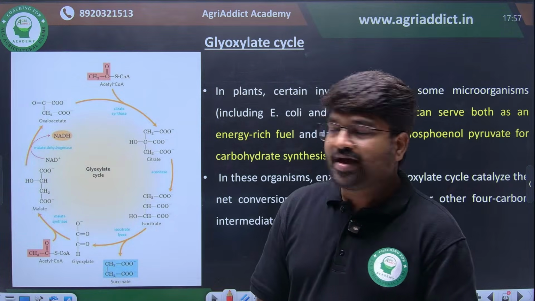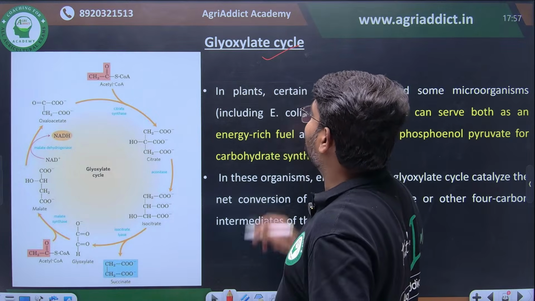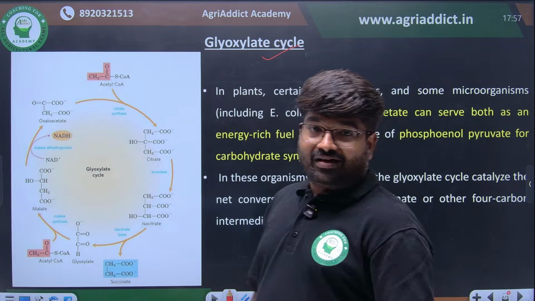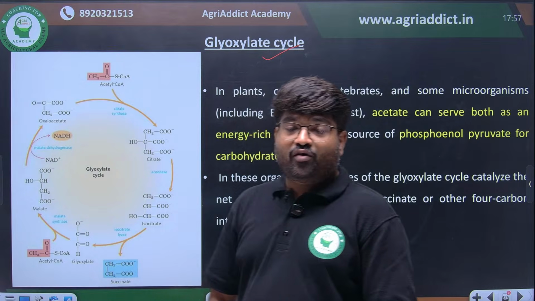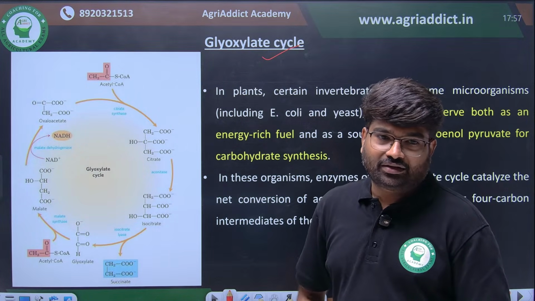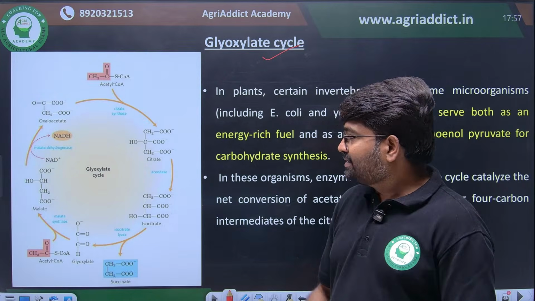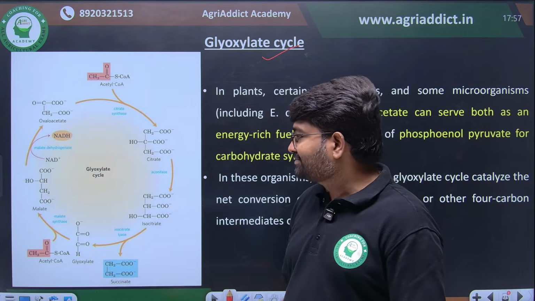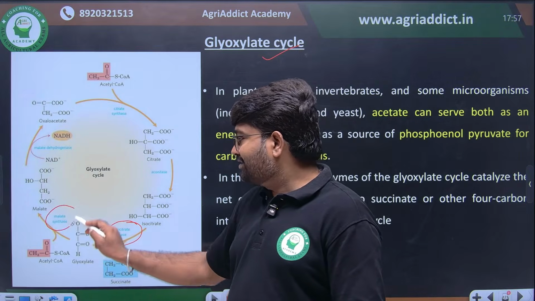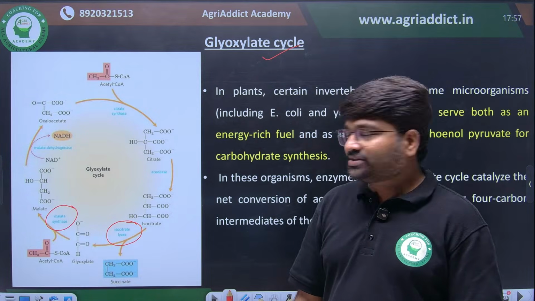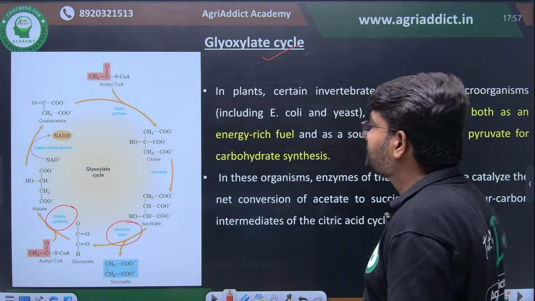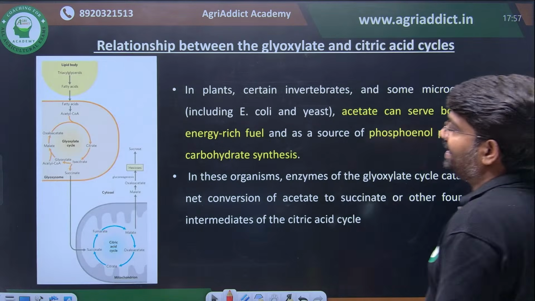Okay. Now we are going to see the glyoxylate cycle. The glyoxylate cycle is primarily involved in the conversion of acetyl-CoA into sugar molecules. Acetyl-CoA to sugar molecule. Here the key question they will ask is about the marker or specific enzymes of the glyoxylate cycle, which are isocitrate lyase and malate synthase.